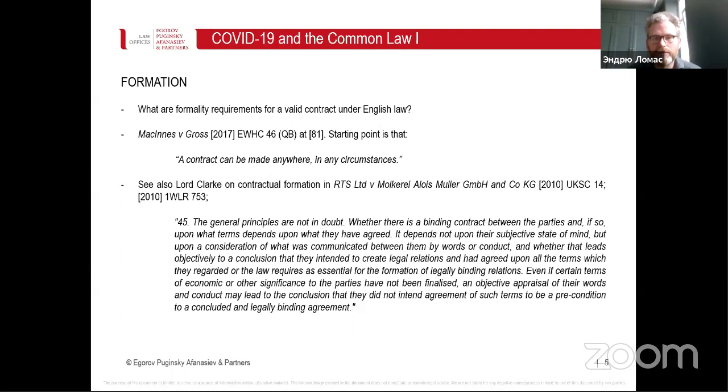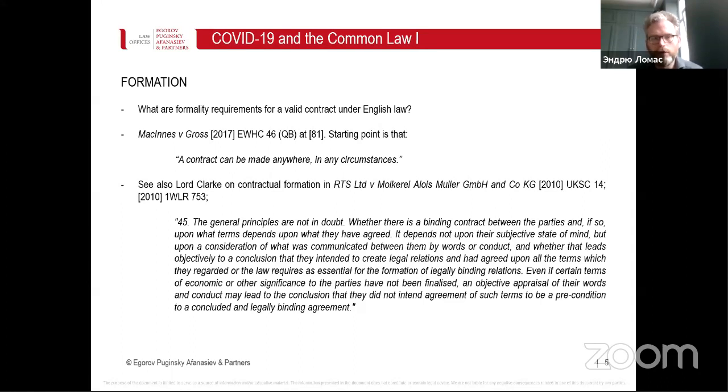Even if certain terms of economic or other significance to the parties have not been finalized, an objective appraisal of their words and conduct may lead to the conclusion they did not intend agreement of such terms to be a precondition to a concluded and legally binding agreement.